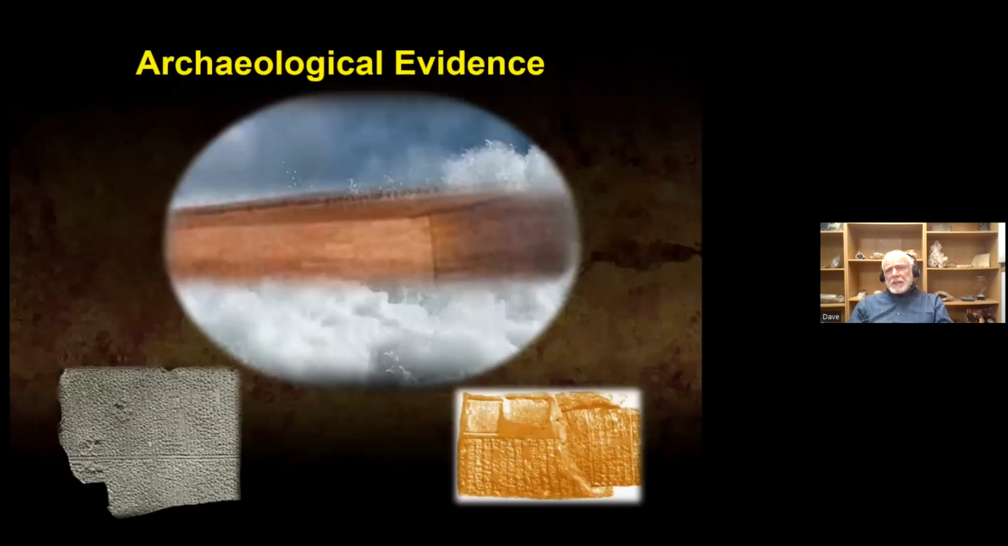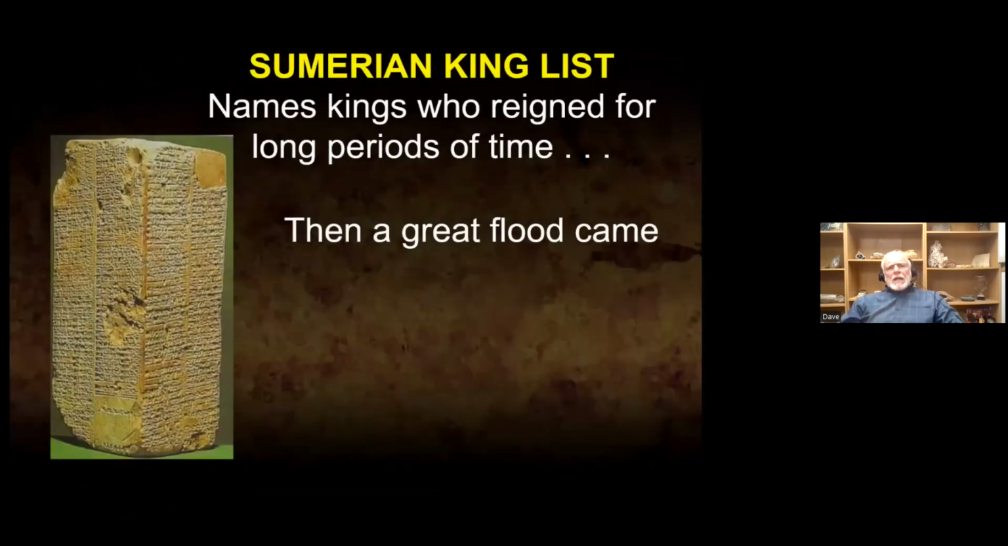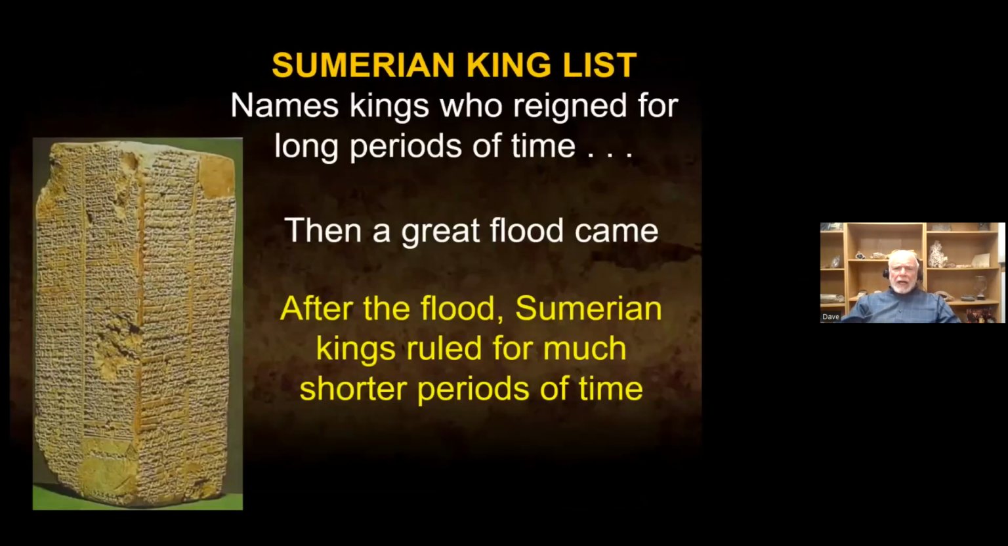So anyhow, some of the archaeological evidence that we're going to look at here. First of all, the Sumerian king list. That particular list you can find in some of the archaeological discoveries. It names kings who reigned for long periods of time. Then a great flood came, and after that flood, Sumerian kings ruled for much shorter periods of time.